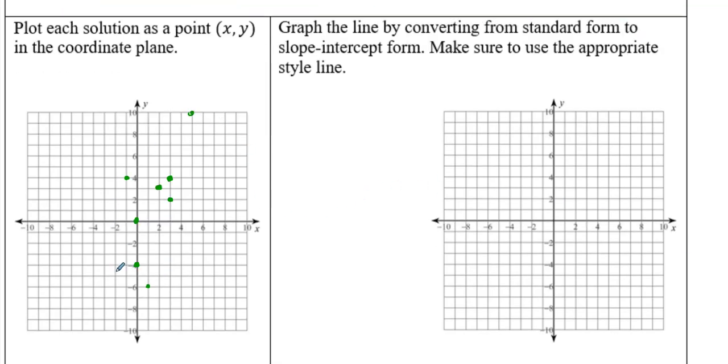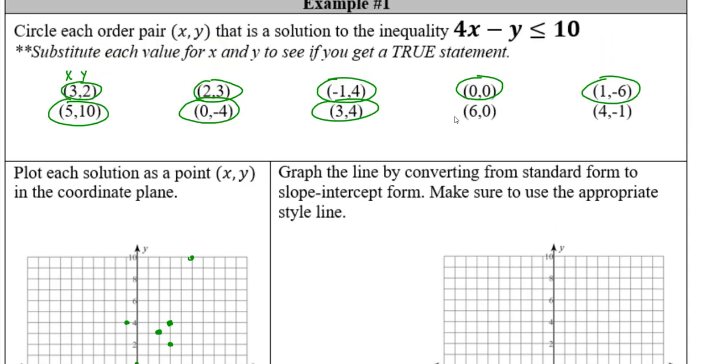Alright, welcome back. So I got all of these dots right here. Our next piece is asking us to graph the line by converting from standard form to slope-intercept form. So remember, we have this inequality right here. The first thing I would want to do is write this down. So I got 4x minus y less than or equal to 10.